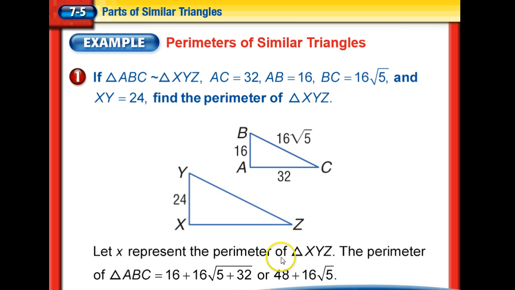Okay, so let X represent the perimeter of triangle XYZ, and the perimeter of ABC, we just add all three parts together. So 16 plus 32 is 48. And then they left this 16 radical 5 out there with 48. So 48 plus 16 radical 5. They didn't turn this into a decimal. If you wanted to, that would be fine. I could accept either way.